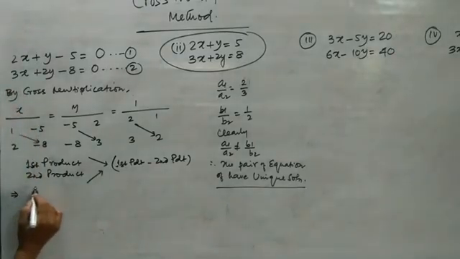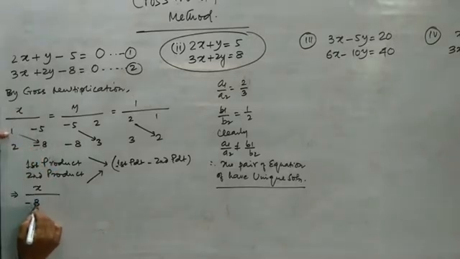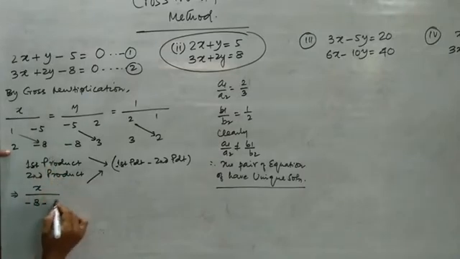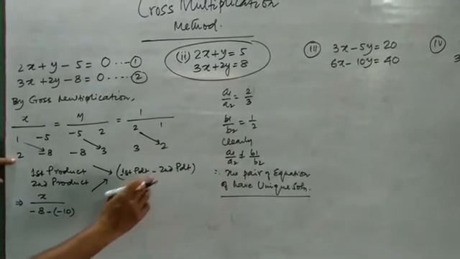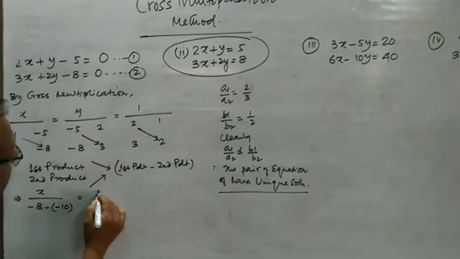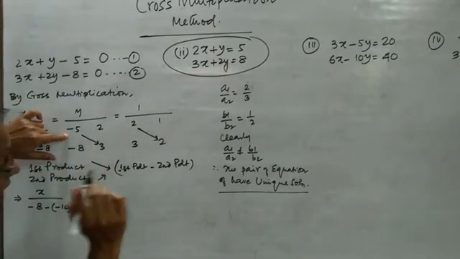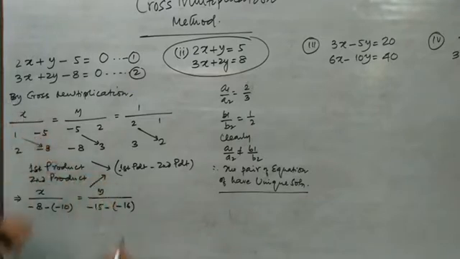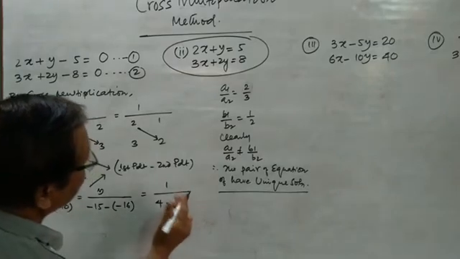That is, we can write x upon 1 into minus 8, that will give us minus 8, minus, and 2 into minus 5 will give us minus 10. First product is minus 8 and second product is minus 10. In between the first product and second product, there will be a minus sign. Equals y divided by minus 15, first product is minus 15, give the sign, and then the second product will be minus 16, and the third one, 1 upon, first product is 4, minus 3.